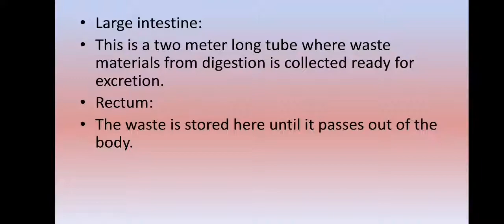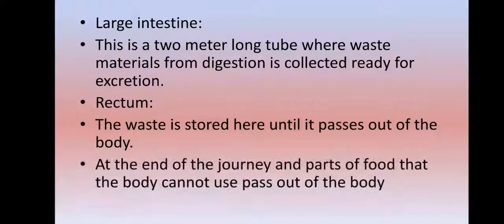So, the sequence of processes in the digestive system: ingestion, then swallowing, then digestion, then absorption, and the last process is elimination. And the food travels from the mouth into the esophagus, then to the stomach, then to the small intestine, large intestine, and rectum, and outside the body. At the end of the journey, any parts of food that the body can't use pass out of the body.